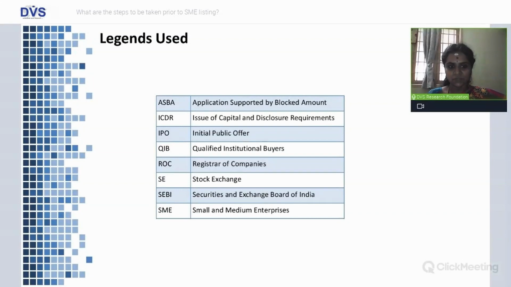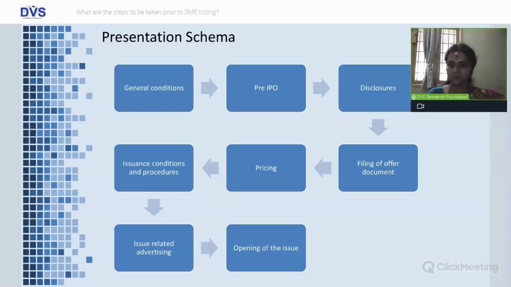A couple of legends are being used in today's presentation for our reference. The schema for today's session: we will deal with the general conditions applicable for listing, then the pre-IPO criteria for listing and the disclosure norms in the offer document, and how you need to file the offer document.